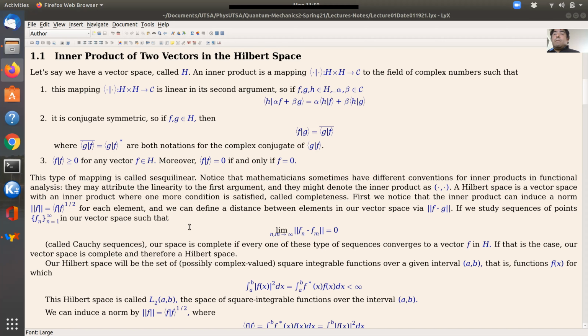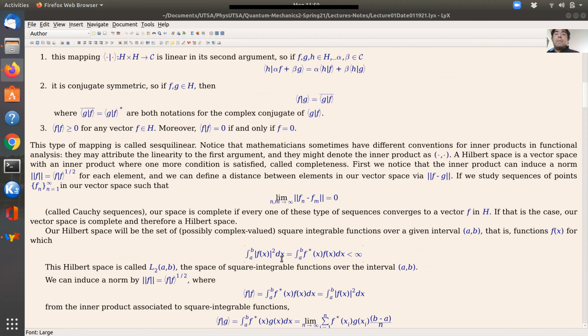If a sequence has this property, then the space is called complete if every one of these sequences converges to a vector f in the Hilbert space. That might not happen, but if it does, then the space is complete. And that is the extra condition you need to have a Hilbert space: the three properties mentioned above plus completeness. If that's the case, the vector space is complete and by definition a Hilbert space. Okay.